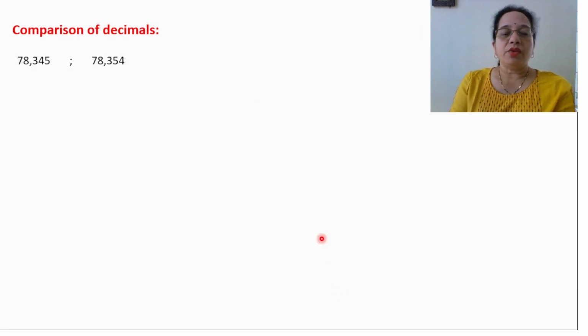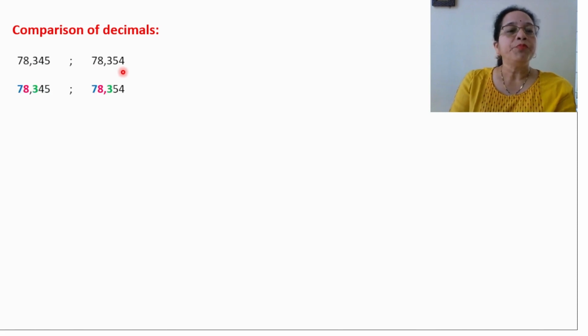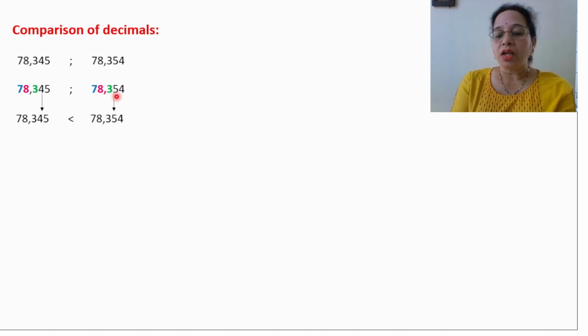Now again take a few more examples. So 78,345 and 78,354, these are whole numbers without decimal. So again 7, this place is same. 8 and 8, again this is same. We will go for the next digit, 3 and 3, this is same. Then we will go for the next digit. So 4 and 5. So definitely 5 is greater. So 78,354 will be greater. This concept we have done in chapter number 1. Same concept we will use for decimal.